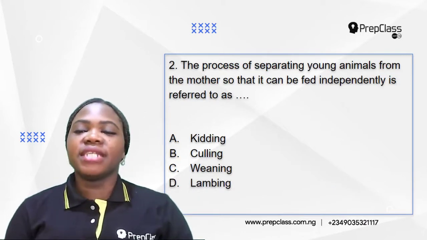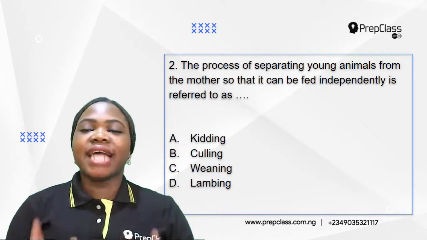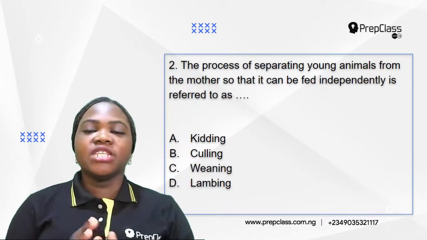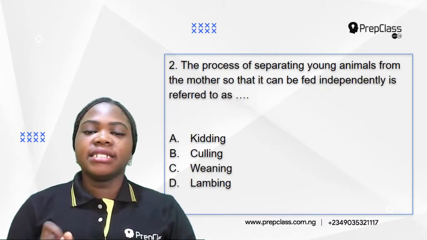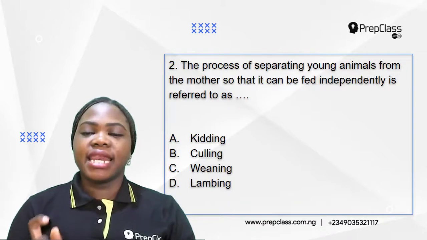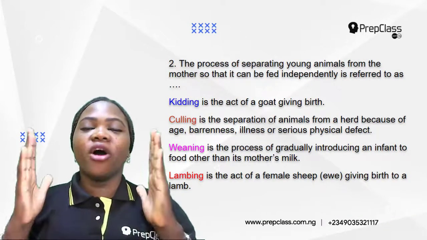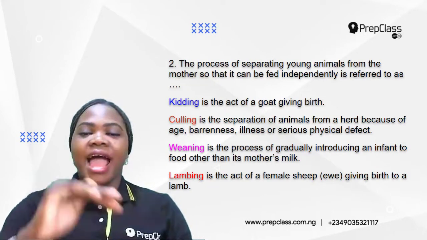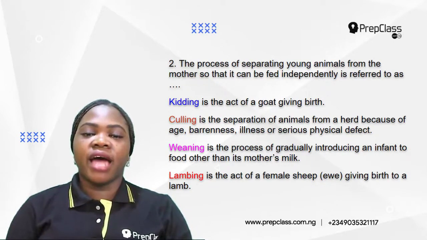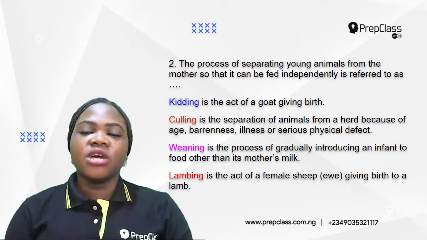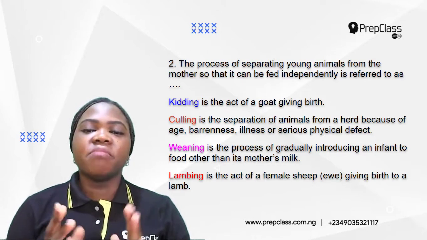Number 2, the process of separating young animals from the mother so that it can be fed independently is referred to as A. Kidding, B. Culling, C. Weaning, D. Lambing. So first of all, we need to know the meaning of each of these terms. So I have the meaning here and I will explain them one after the other. So the first one there is kidding. What does kidding mean? So kidding is the act of a goat giving birth.